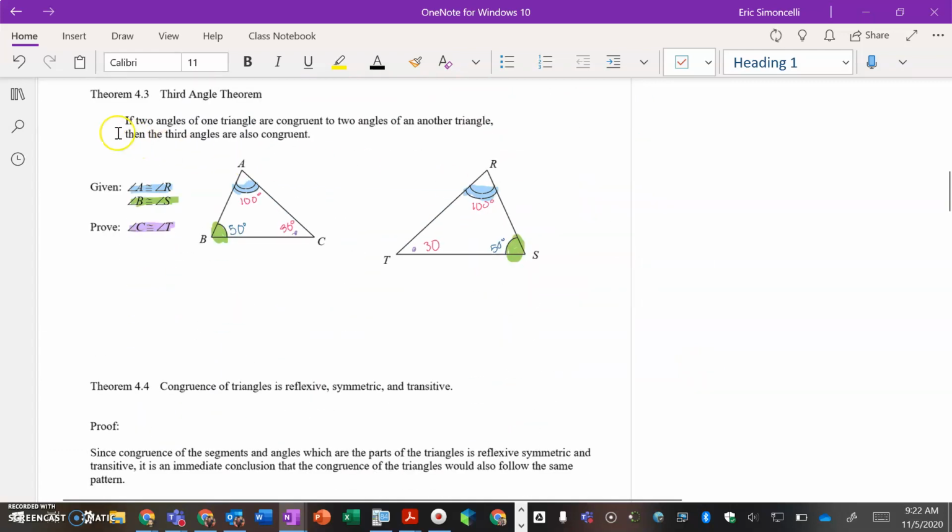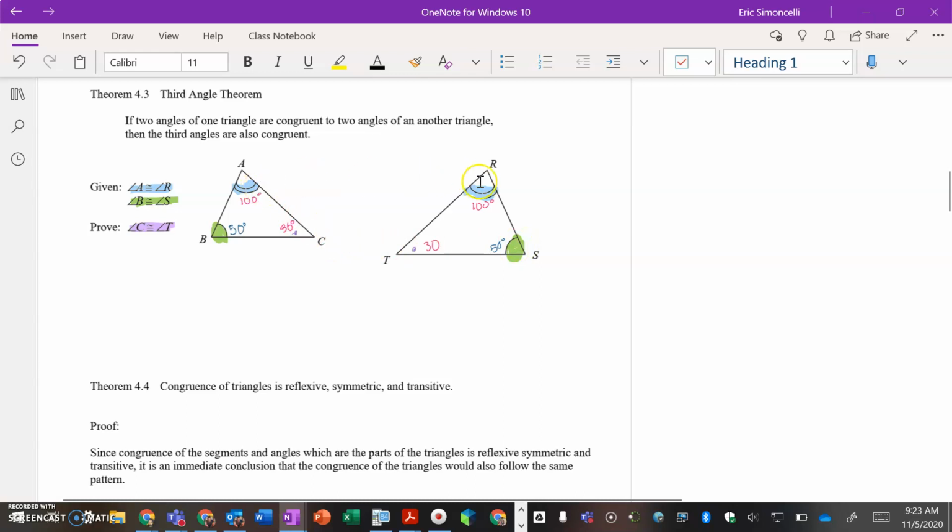The third angle theorem: if 2 angles of one triangle are congruent to 2 angles of another triangle, then the third angles are also congruent. We are not going to formally do the full proof here. I just wanted you all to see that angle A is congruent to angle R, so it's marked accordingly, and angle B is congruent to angle S, also marked accordingly.